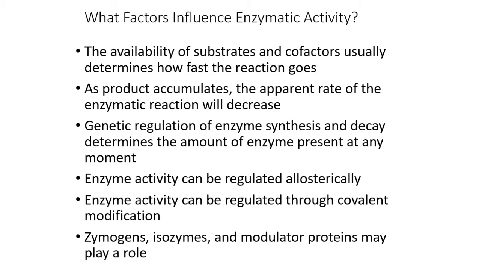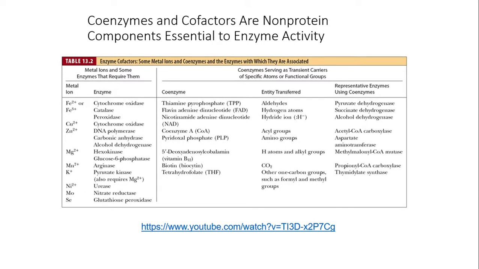Enzymes can be regulated through covalent modification, and we will see examples of this in some of the metabolic pathways. These modifications are typically phosphorylation or acetylation. Zymogens, which are inactive enzyme precursors. Isozymes, enzymes that differ in amino acid sequence but catalyze the same reaction. So these are some of the factors that influence enzyme activity.